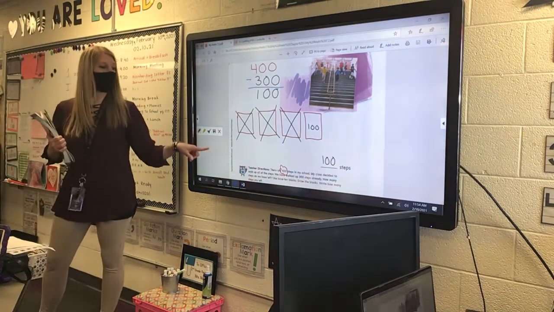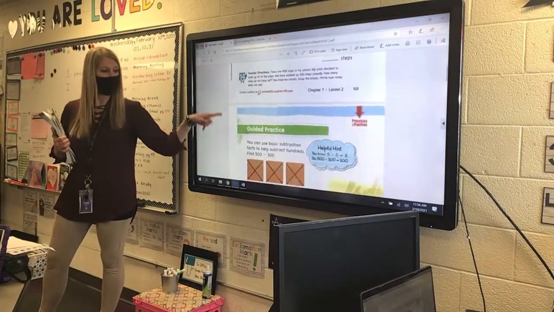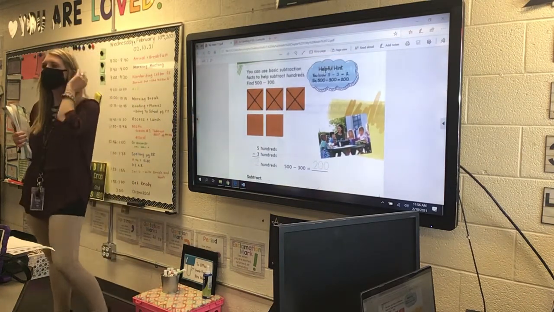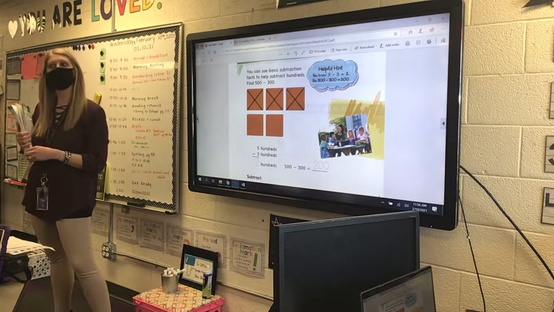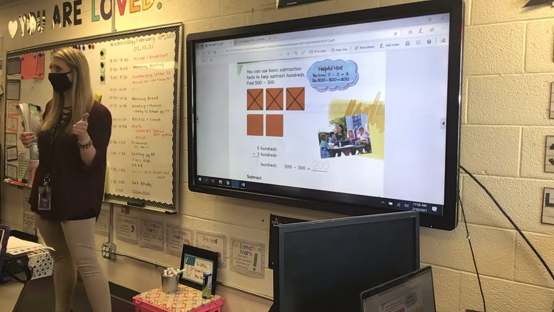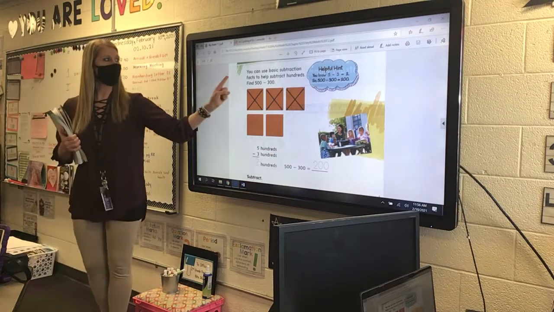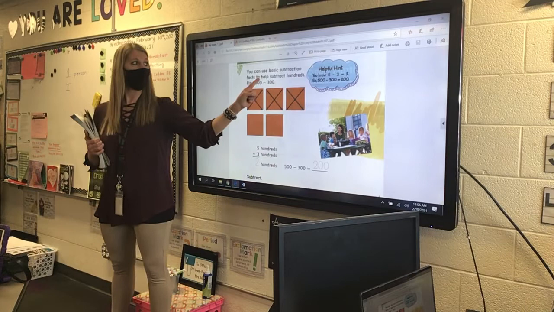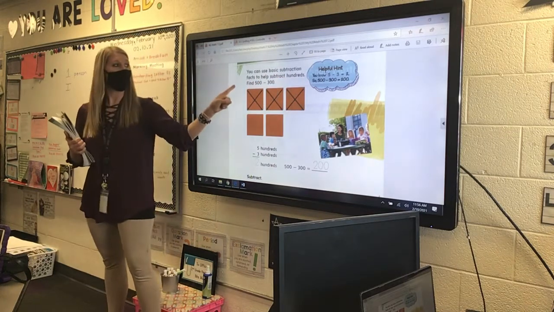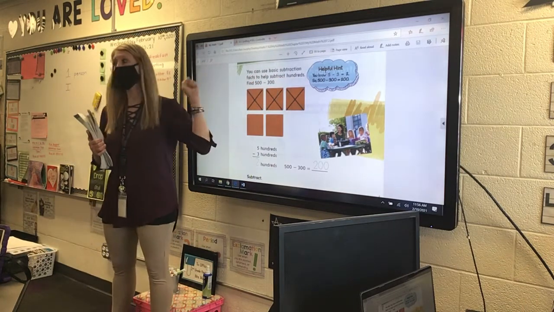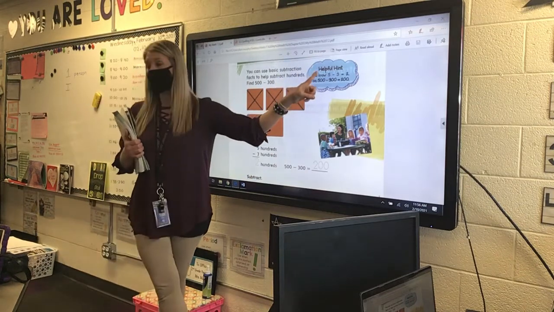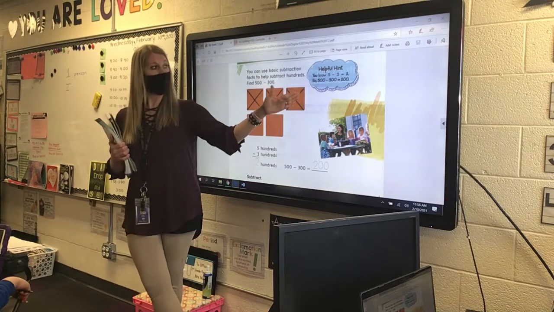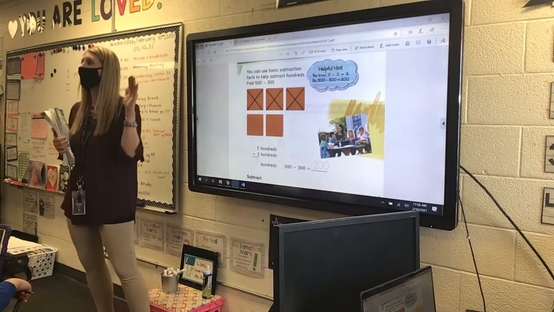All right, now we're going to go to the guided practice. Look it over. We always do the guided practice together. I know you might be able to do this on your own, but I just want to make sure you understand how to do this. It says, you can use basic subtraction facts to help you subtract hundreds. Find 500 minus 300. Here's our hint. You know that 5 minus 3 is 2, so 500 minus 300 would be 200.